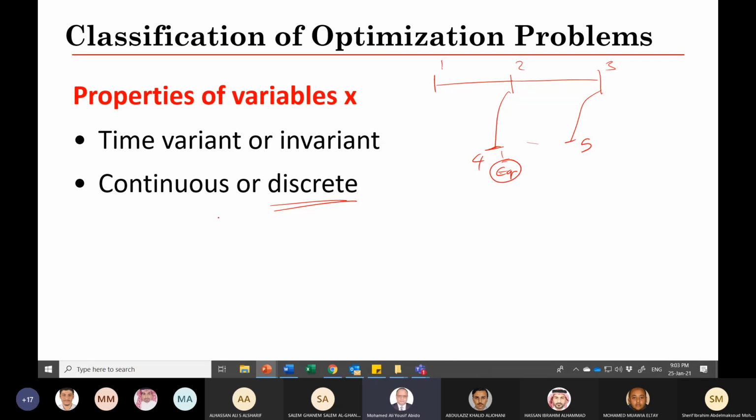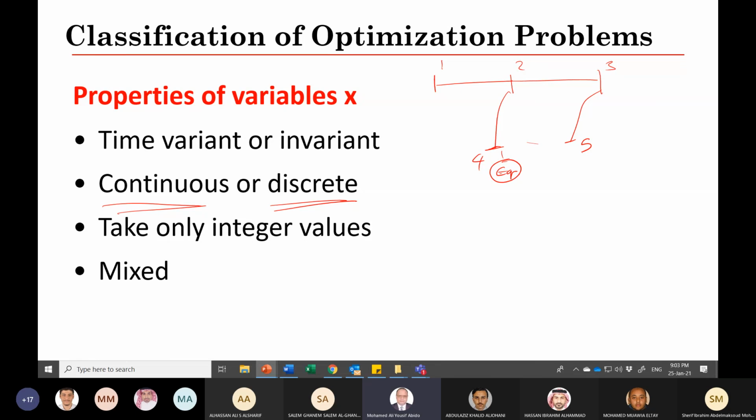So it is not continuous. You don't have 1.1 or 1.2. So in this case, you have a discrete optimized parameter. X here is discrete. X takes only integer values, as we mentioned here.